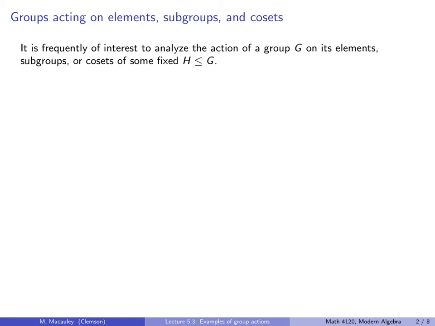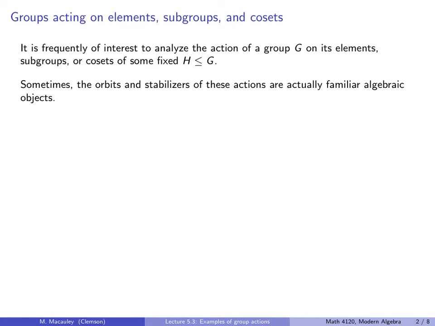Obviously, we've seen a number of examples of group actions so far, but the focus of this lecture is the action of a group G on either its elements, its subgroups, or cosets of some fixed subgroup. Sometimes the orbits and stabilizers of these actions are actually familiar algebraic objects. Also, sometimes a deep theorem has a slick proof via a clever group action.